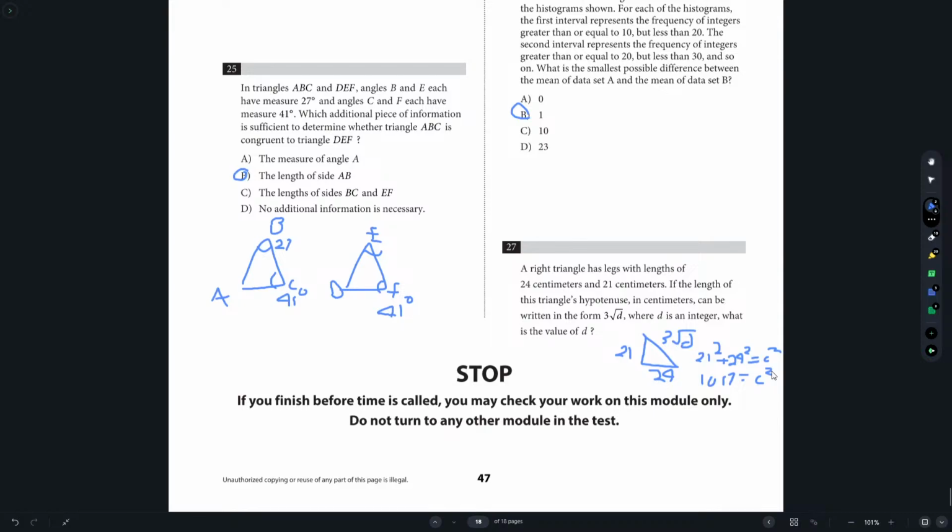So let's see. 1,017 divided by 3 is 339. Divided by 3 again. So it's 3, and then square root of d would have to be 1,017 divided by 3, divided by 3 again, 113 on the inside. So I'm going to say it's 113.